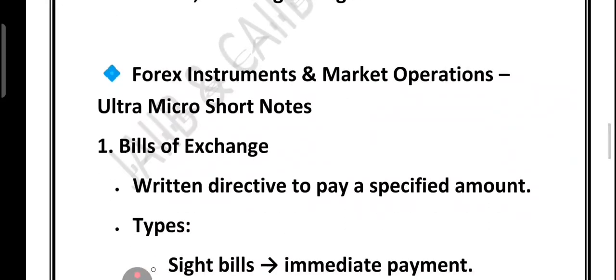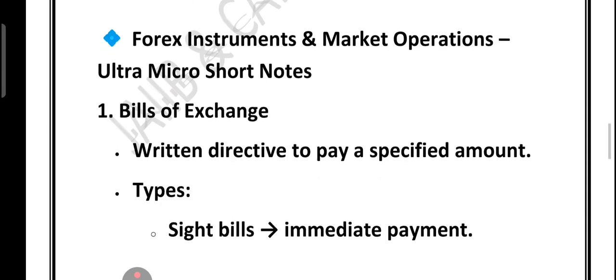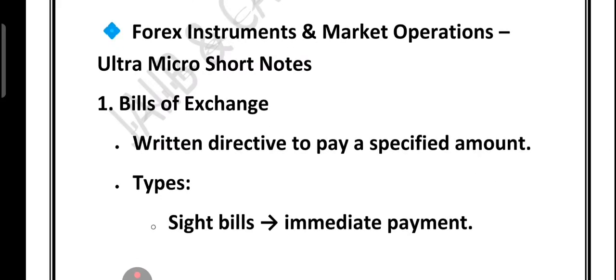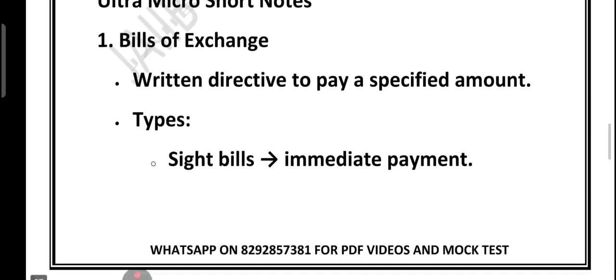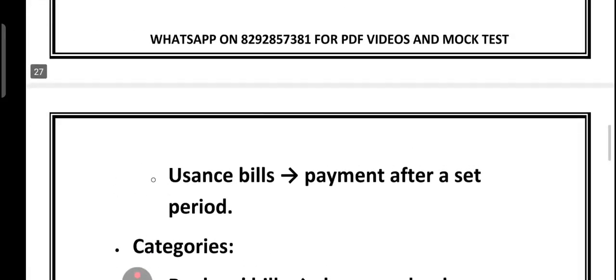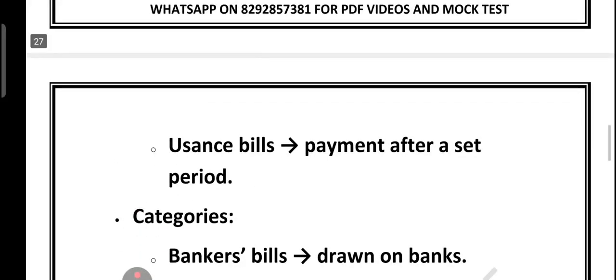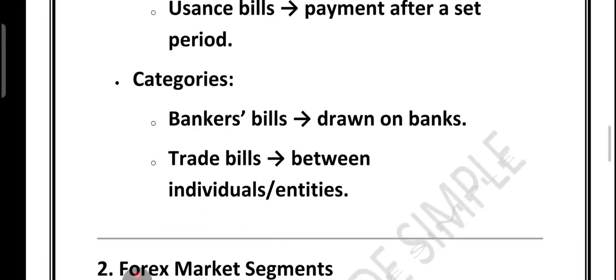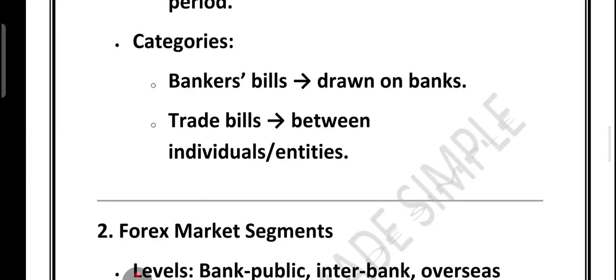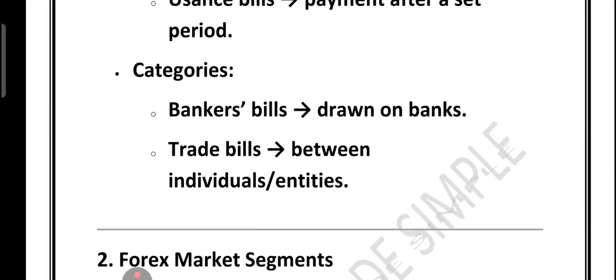Now let's talk about the foreign instrument and market operation. What are some instruments available? The first one is the bill of exchange. It is a written instruction to pay a specific amount. Types of bill can be sight bill, which means payment is immediate, and usance bill, which means payment is after a due date or a set period. Categories we have are bankers bill and trade bill. Bankers bills are drawn on a bank. Trade bills are drawn between individuals or businesses.